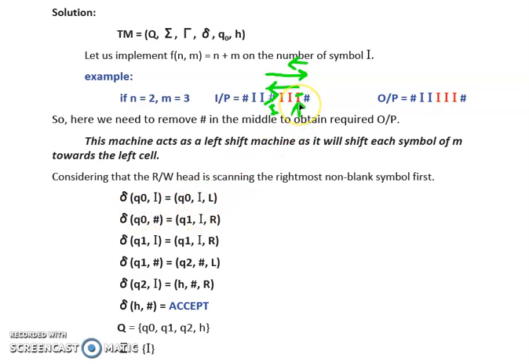Now on reading this I, we will move to the left direction and we will treat all the I's in a similar way. That means all the I's will be replaced by I only, and the direction of movement of the read write head will be left direction. Once we have reached the symbol hash, our hash will be replaced by the symbol I and the state will be changed. So from state Q0, the state is changed to Q1 and hash is replaced by I.